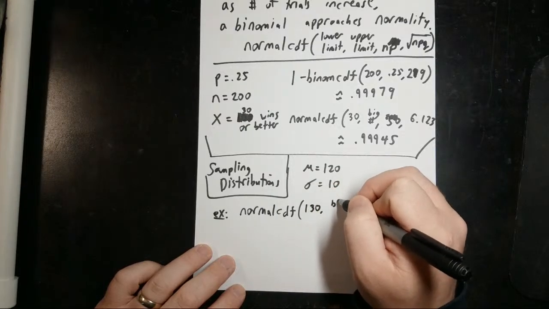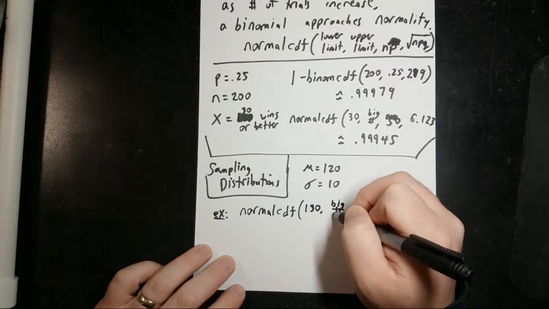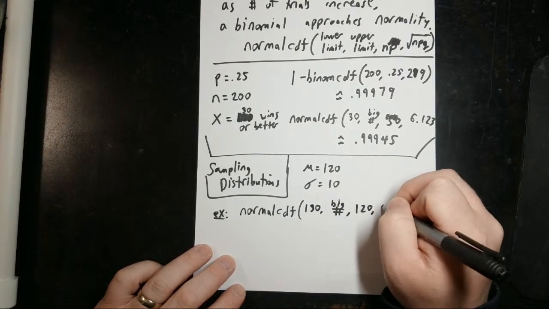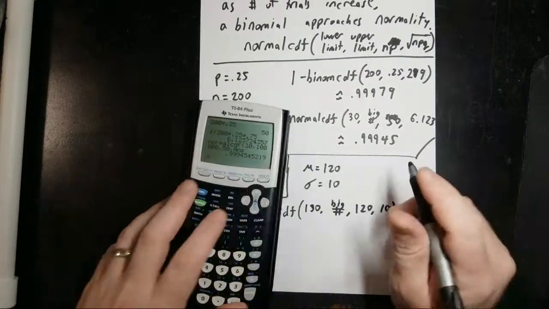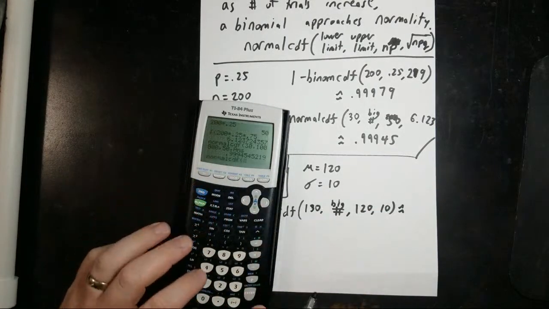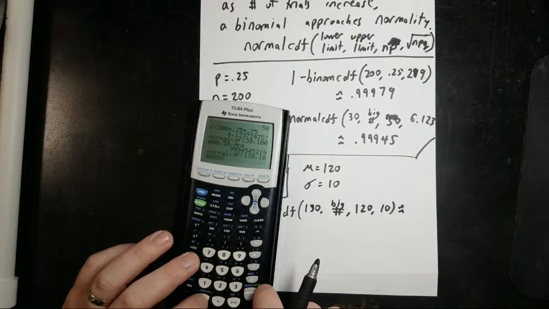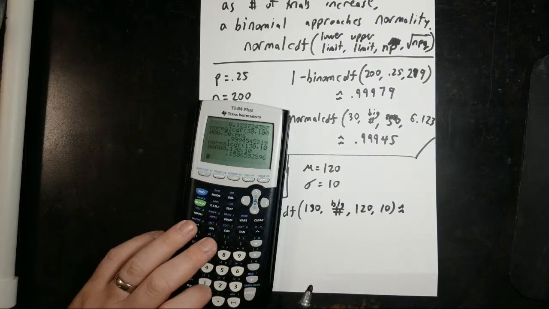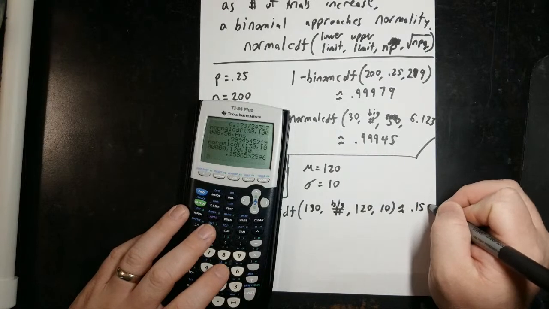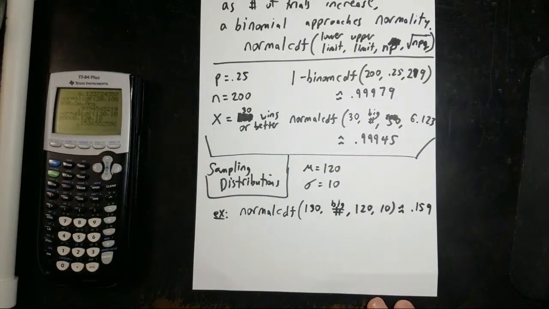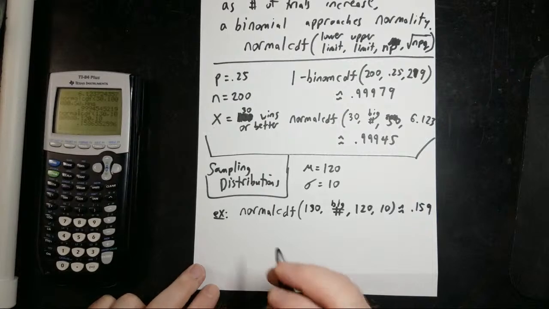Let's just say 130 or better, big number, with a mean of 120 and standard deviation of 10. I already forgot what that answer was. Let's just do it here real quick. 130, comma, big number, comma, 120, comma, 10. It spits out approximately 0.159. But that's just the chance of that happening to one person.